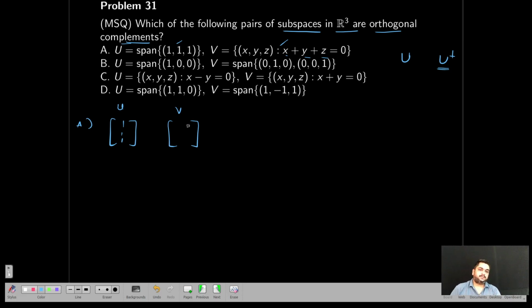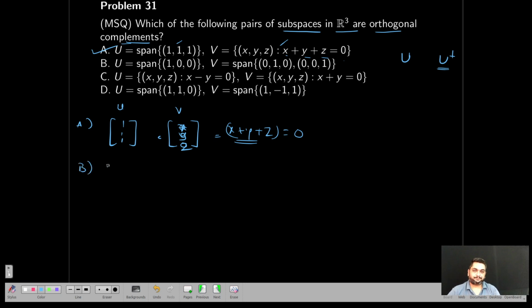X plus y plus z means all are the same, 0. Or you can say let us write only x, y, z. So now you take the dot product of this. This becomes x plus y plus z. What is x plus y plus z? It is 0 only. So this is the orthogonal complement.